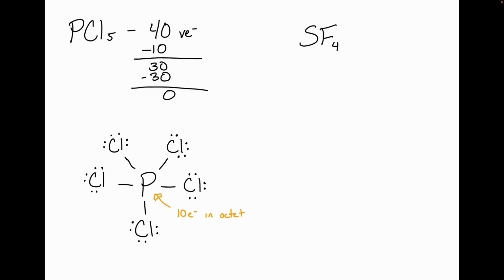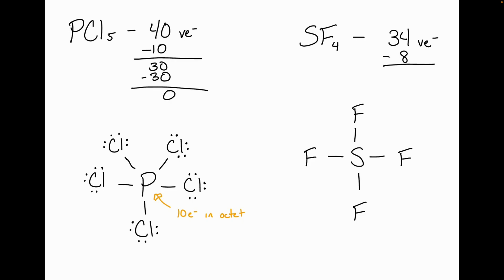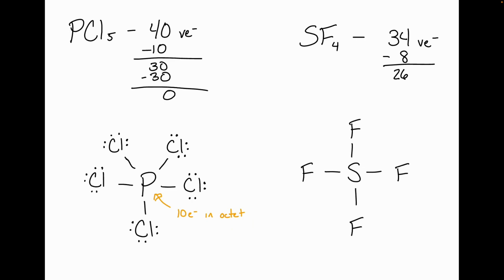All right, so I total up my number of electrons here. How many electrons do I have to work with? 34? Is that right? Okay, excellent. I'm going to put my sulfur in the middle and my fluorines on the outside. I'm going to connect everything with single bonds. So that means that I put down a total of 8 electrons there. So that leaves me with 26 to go.